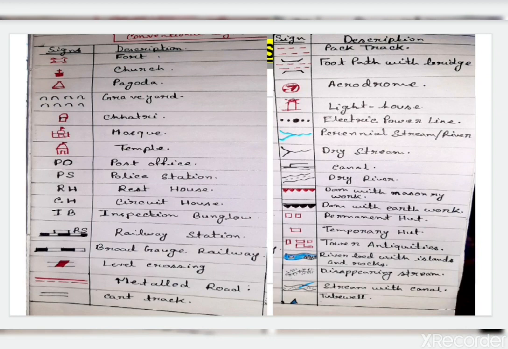Next is conventional sign and symbol. You can see here I made a list of all the conventional signs and symbols that are used in a topographical sheet. Now class 10 students, you need to memorize all the signs and symbols before we start practicing topo map. So these 2 or 3 lists that I made, you need to memorize each and every sign and what it represents. First I have given fort, then church, pagoda, graveyard, mosque, then temple, post office, police station, rest office, everything. All the things that are mentioned in this list you need to memorize.